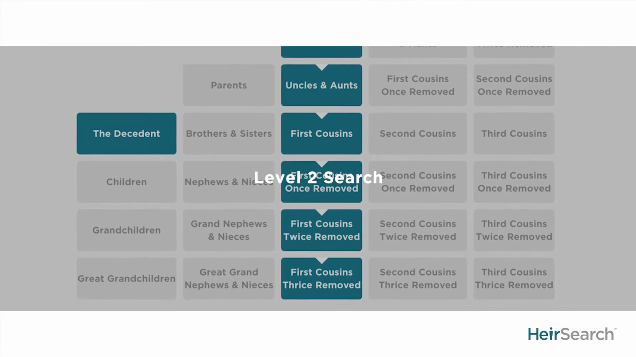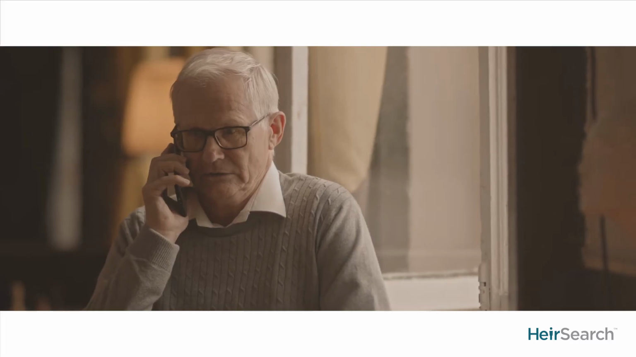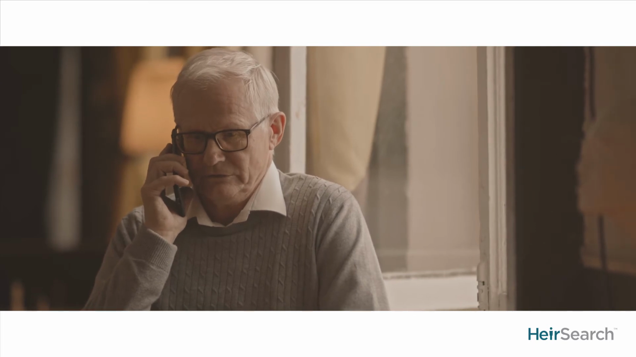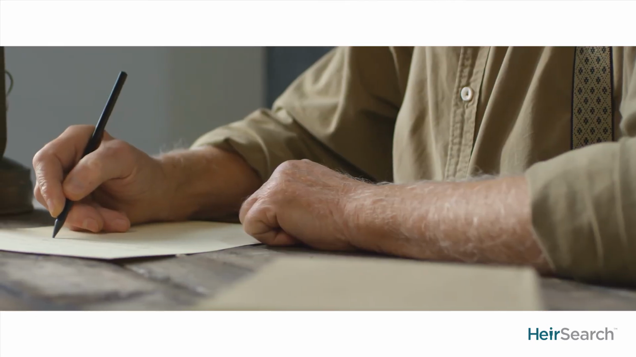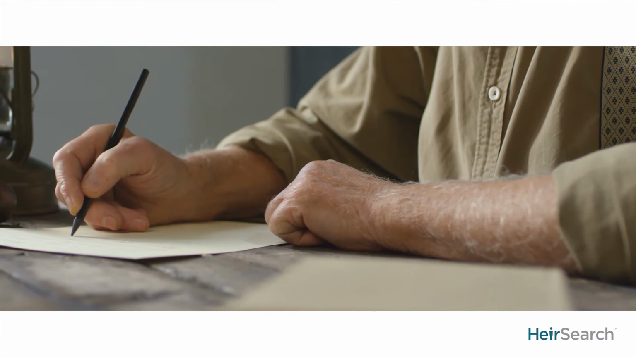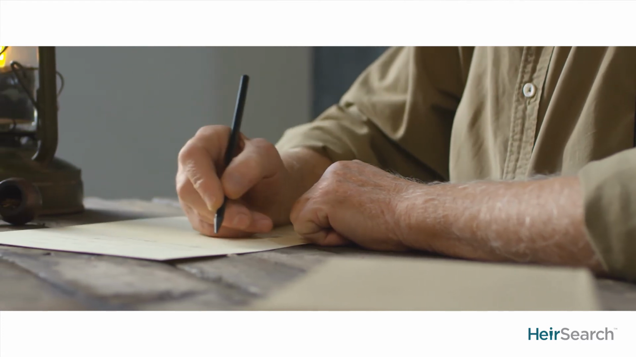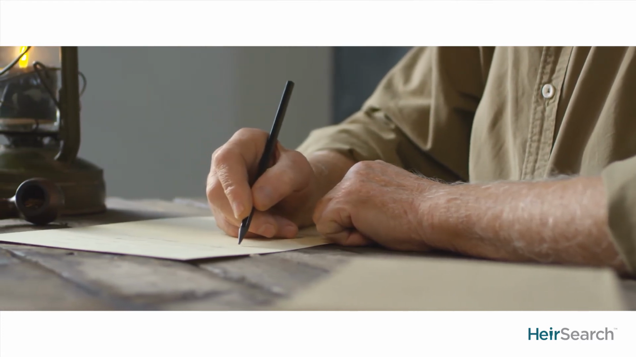We call this a Level 2 search, as it begins with his grandparents, who are 2 degrees of consanguinity away. His aunts, uncles, and first cousins on both the paternal and maternal sides of the family are included in this search, as well as his first cousins, 1 time, 2 times, or 3 times removed when state law requires.